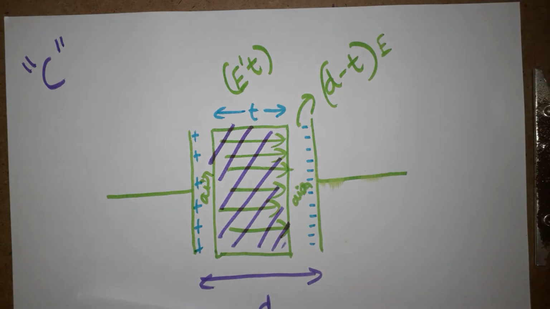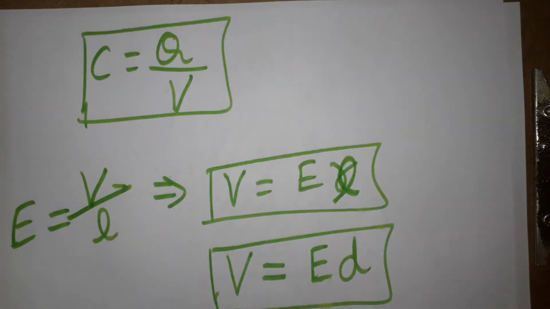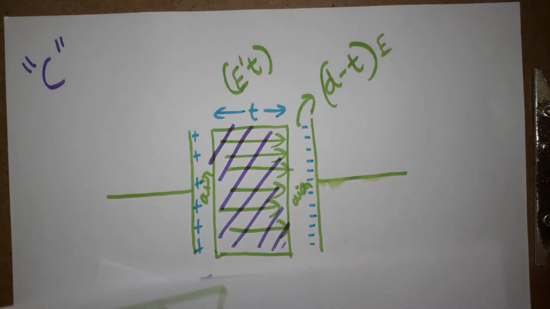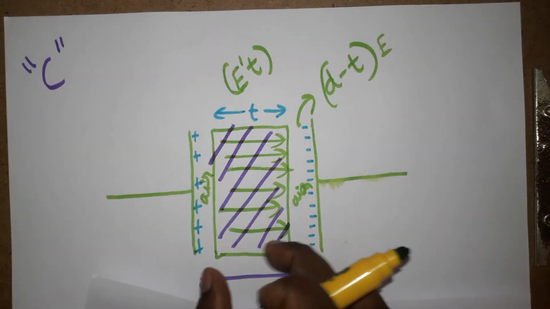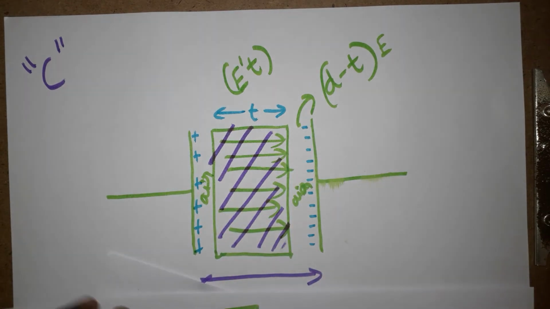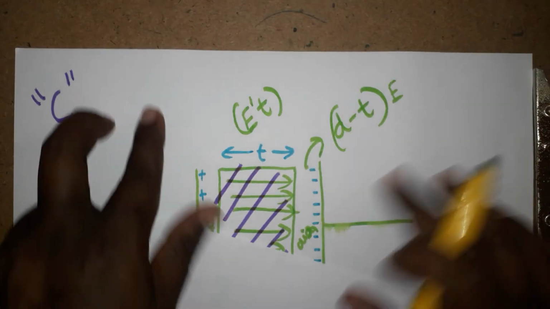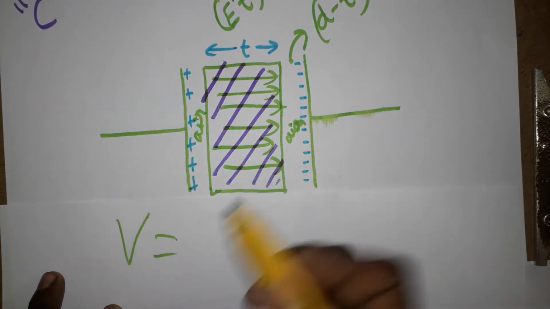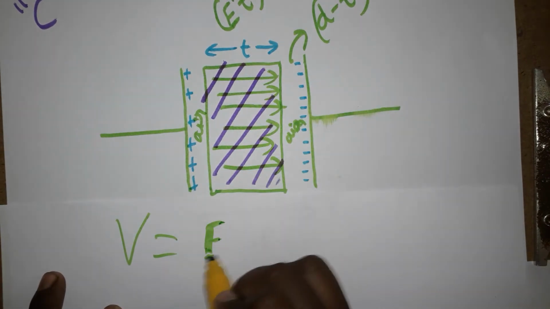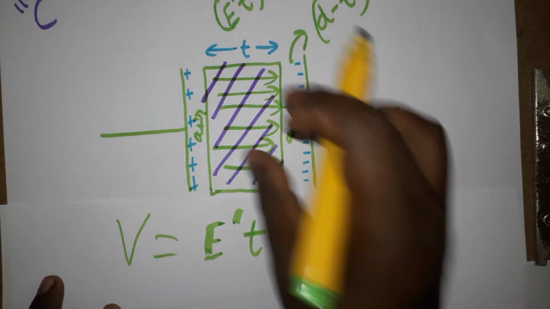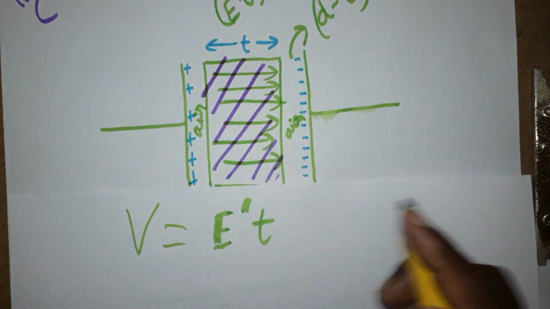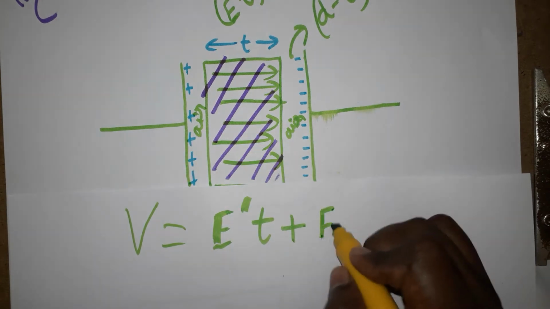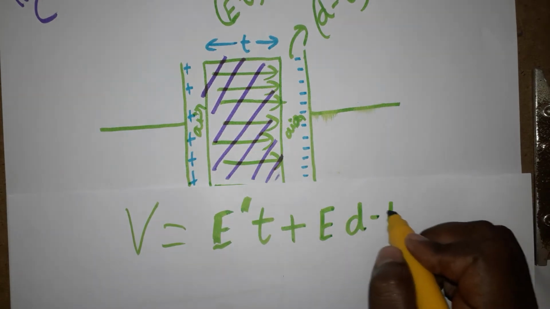Now our equation is going to change. V is equal to E times d, but two potentials are there: one is the potential in the dielectric medium, and one is the potential in the air column. The net potential is equal to E times t, with the electric field present in the dielectric medium, plus E times (d minus t) in the air column.